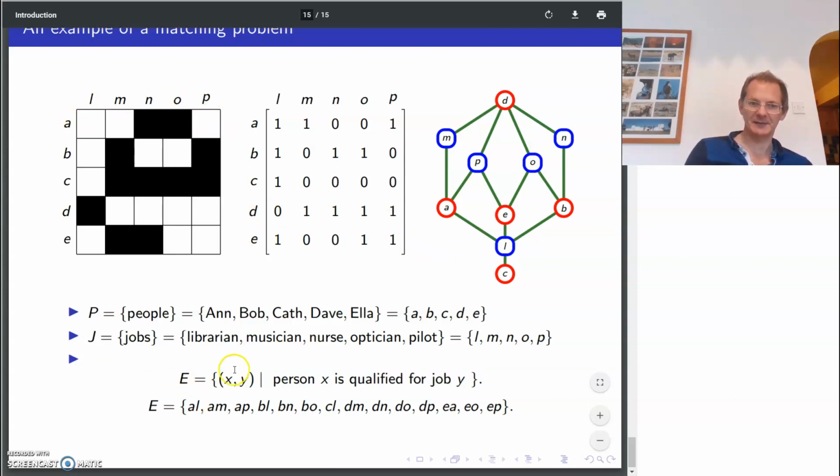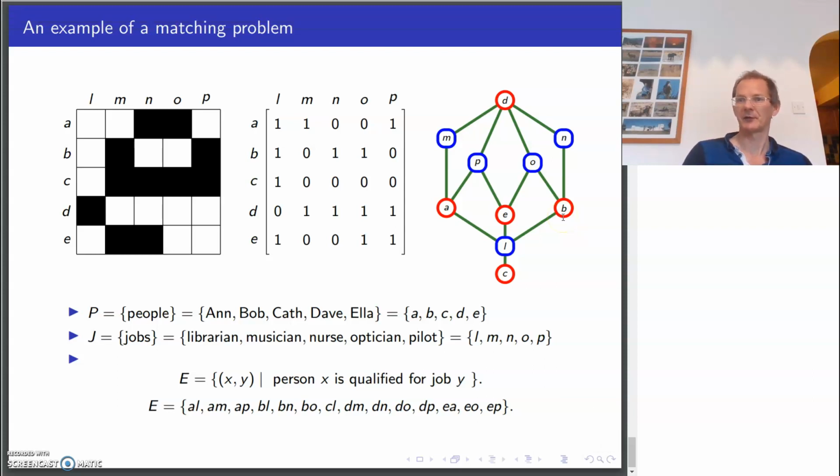And then the key piece of data we need is the set E, the set of pairs where person X is qualified for job Y. Particularly, we've got, say, this BN here, which says that Bob is qualified to be a nurse. And that's reflected in these three different graphical representations. The BN slot here is white because Bob is qualified to be a nurse. The BN slot here has a 1 because Bob is qualified to be a nurse. And over here, there's a line from B to N because, again, Bob is qualified to be a nurse. And as I say, there's another video and demonstration that goes into this in more detail.